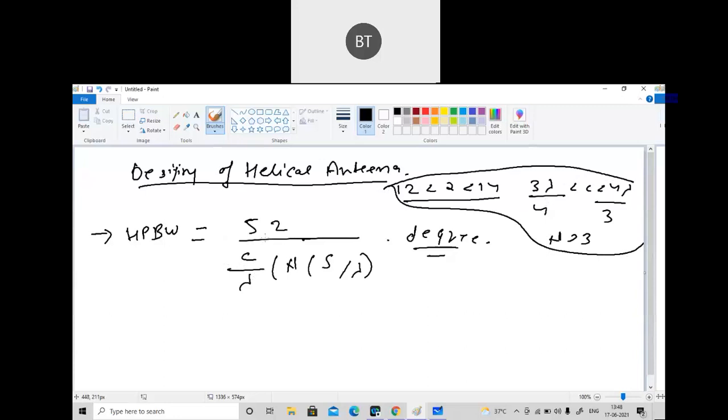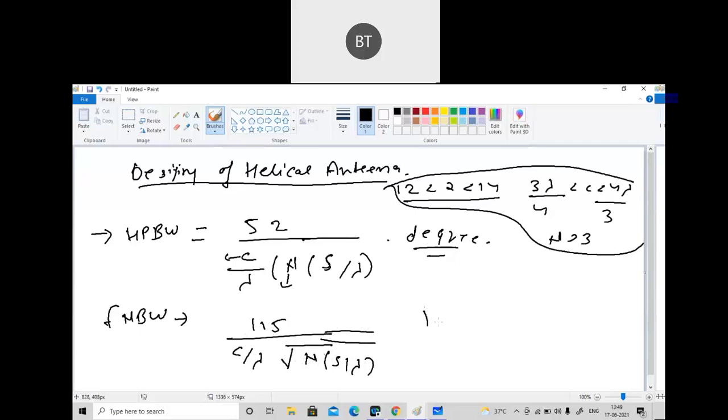For half power beam width, the formula is 52 by c by lambda into n into s by lambda. Here c is the circumference, n is the number of turns, s is the spacing, and lambda we already know. One more thing we have to see here is the full null beam width. The full null beam width will be 115 by c by lambda under root n into s by lambda. This is the full null beam width.